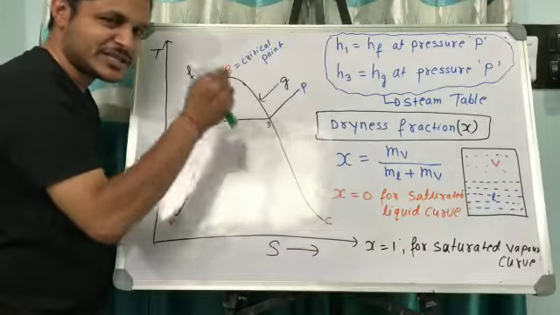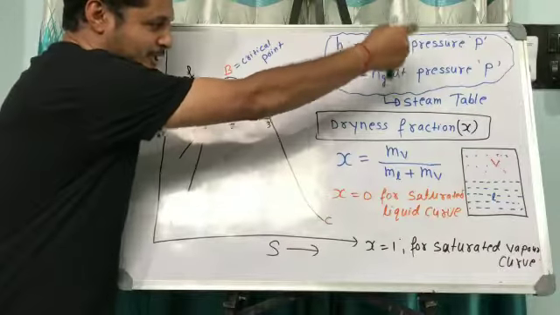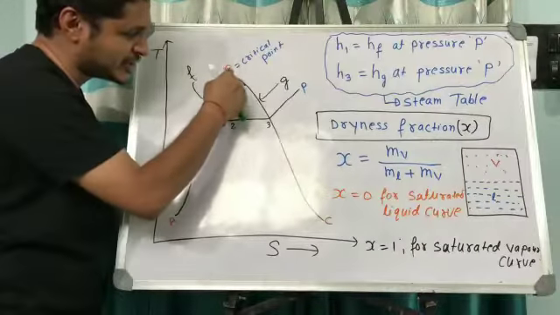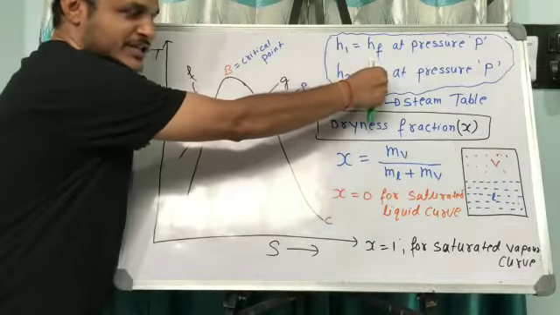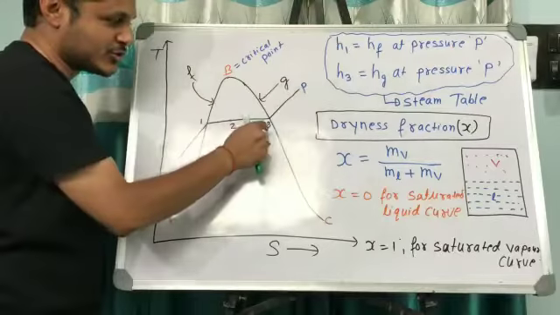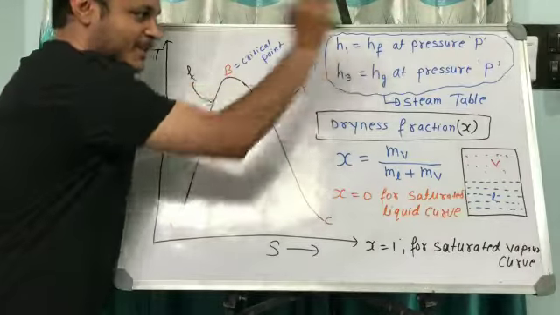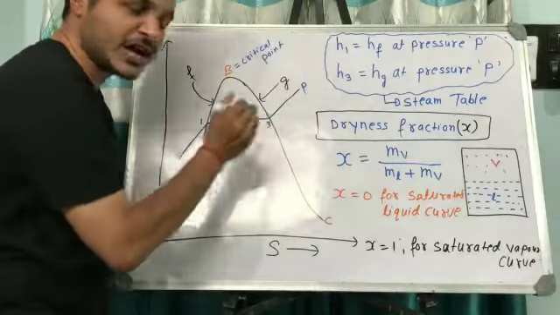Similarly, point 3 lies on the saturated vapor curve. So H3 is equal to Hg at pressure P. Any property on the saturated vapor curve will be designated with g. So Hg, Sg, and if you say volume, then Vg. So H3 is equal to Hg at pressure P, which you will find in the steam table. So H1 and H3, how will you get them?